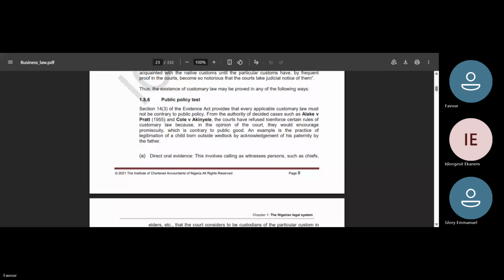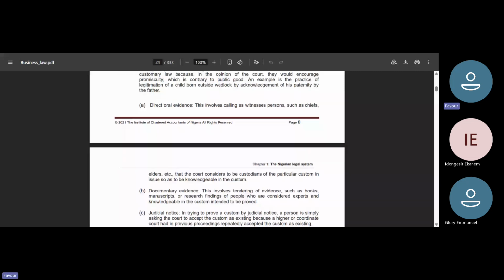So there are some processes with parents. This involves calling witnesses, people that are knowledgeable or custodians of the customs. For a community, the chief or the king is referred to as the custodian of the custom. So those are the people called to give direct oral evidence. So there will be witnesses in such cases.